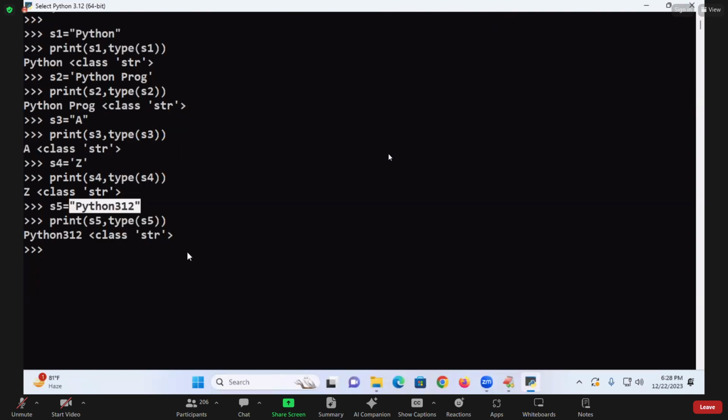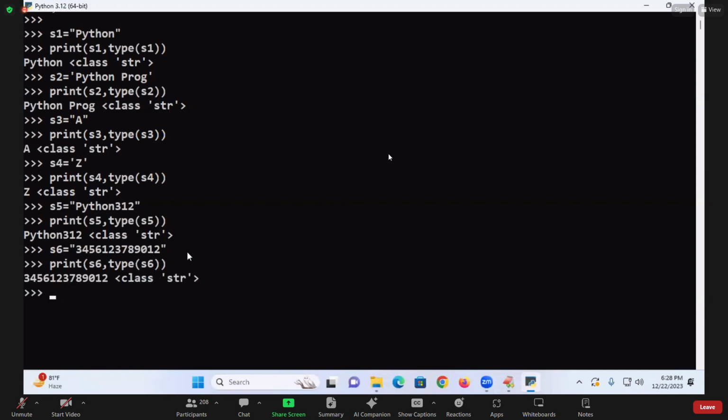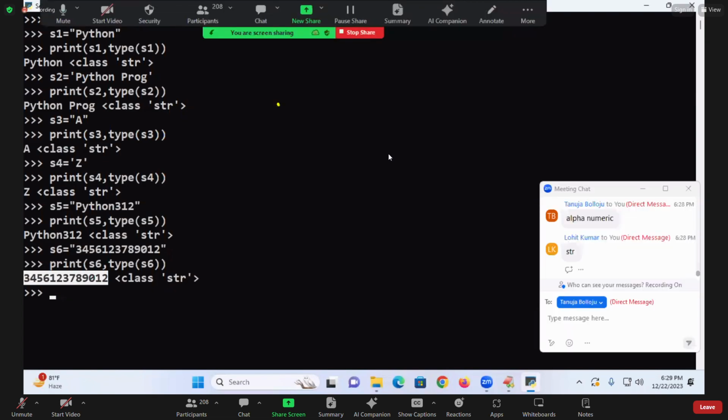Next I am going to write it. S6 is equal to, now I am writing here 3, 4, 5, 6, 1, 2, 3, then 6, 7, 8, 9 and then 0, 1, 2, in double quotes. That is also called str. So you are understanding that numerics also I am writing inside double quotes. Now you answer my question. It is going to be 0B 1010, of which type?